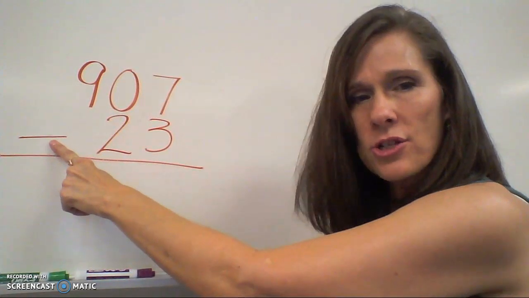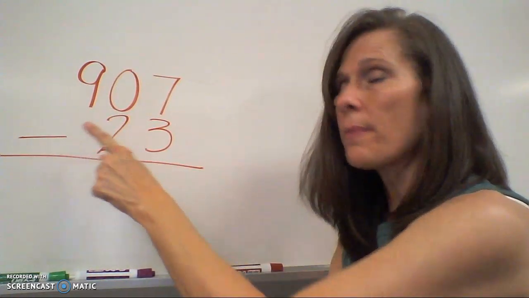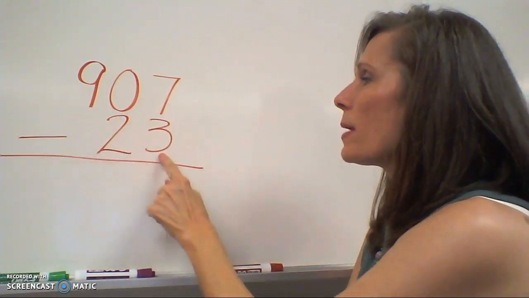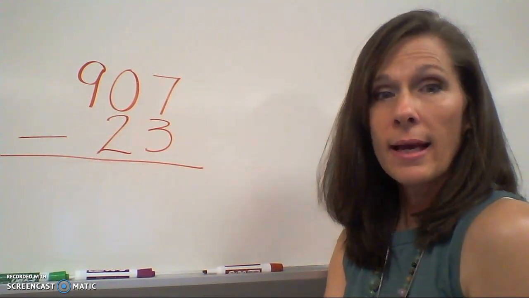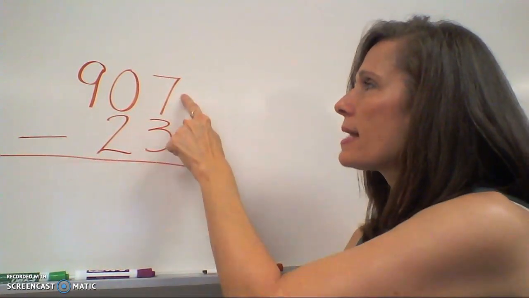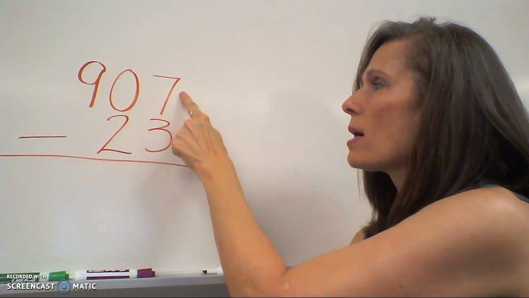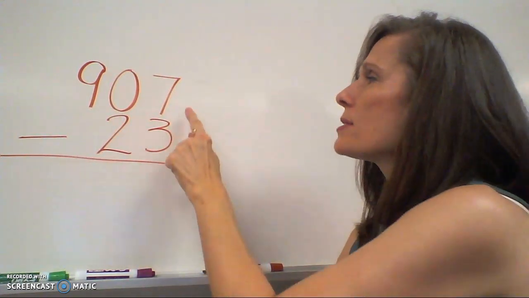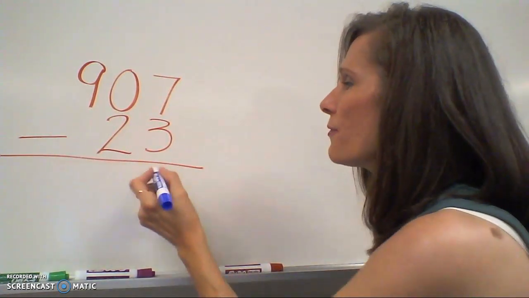It's subtraction, so I ask, can I do it? I go to my ones place. 7 take away 3. Can I do it? Yeah, 3 is smaller than 7. So when there's more on the top, no need to stop. So 7 take away 3 equals 4.